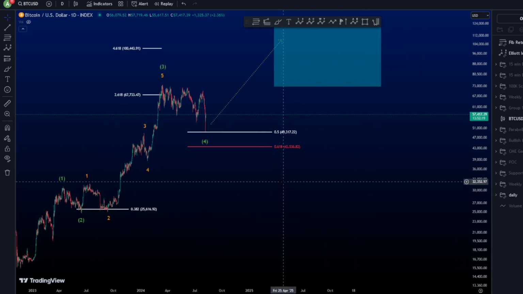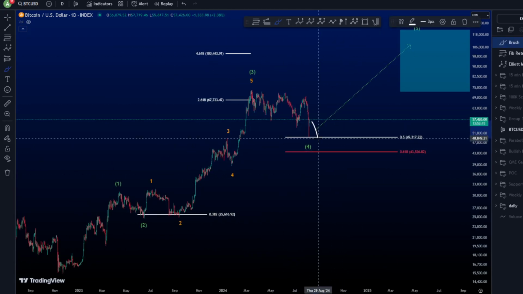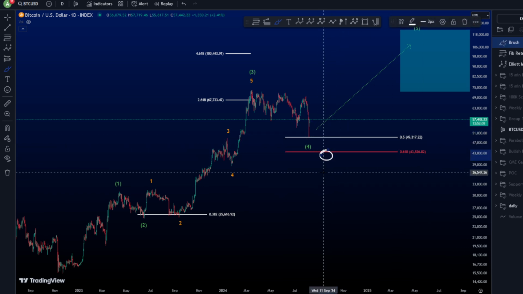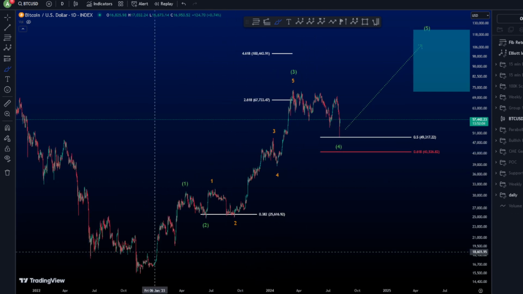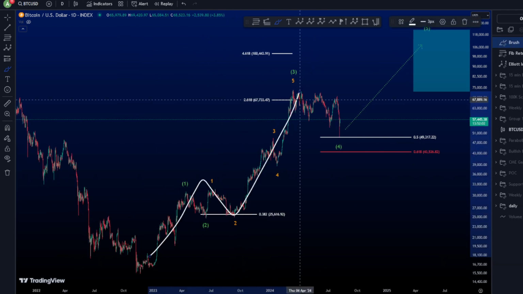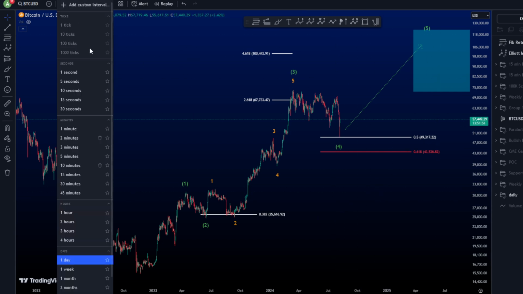So the most important thing that you don't want to see, of course, is a continuation towards the downside and getting below this fib level and hitting the 0.618, which is an invalidation for a wave 4. Therefore, this impulse would not be a 1, 2, 3, 4, 5. Rather, it's going to transform to an A, B, and a C. So moving to the 4-hour chart.